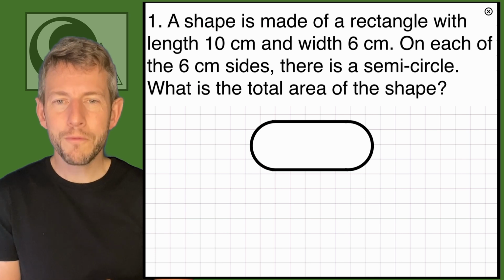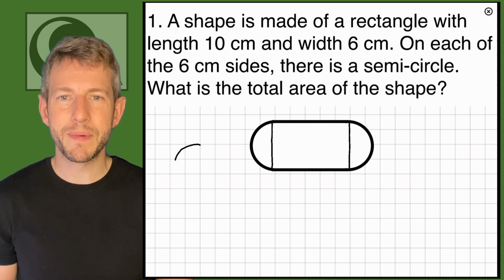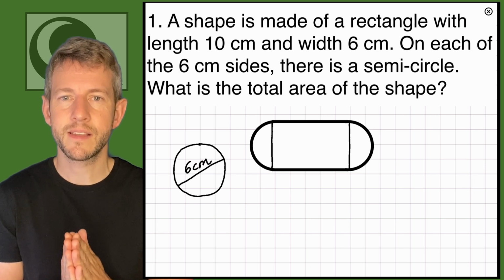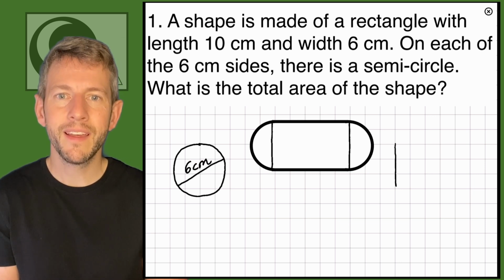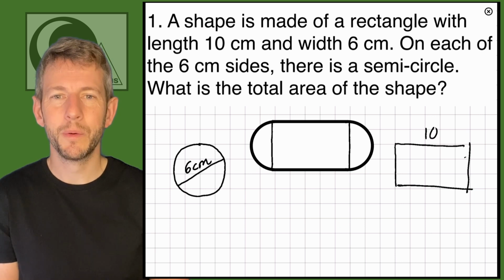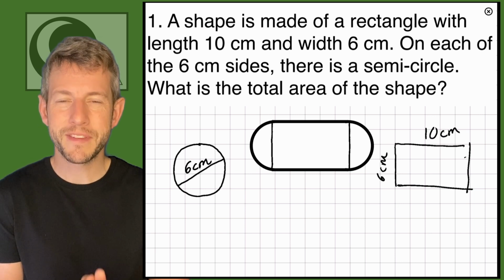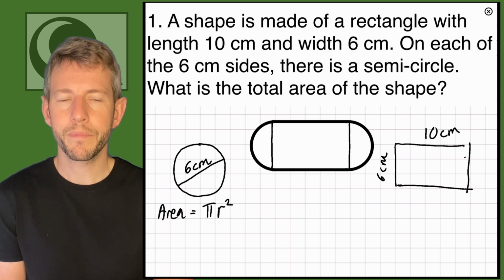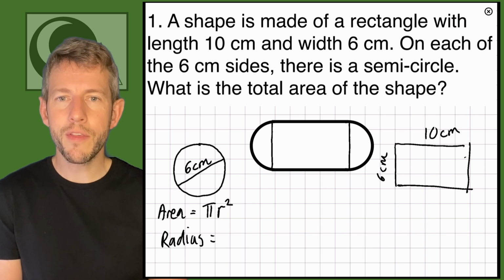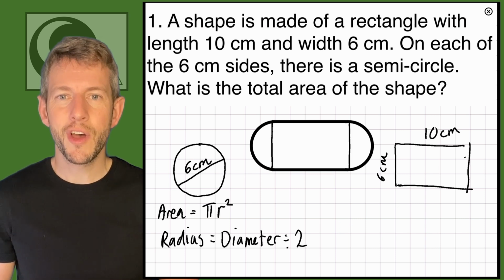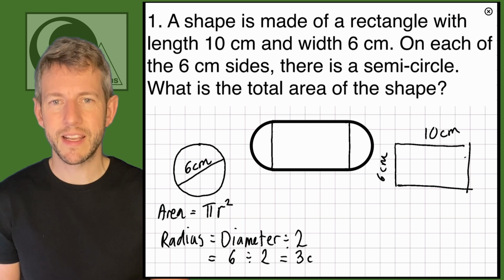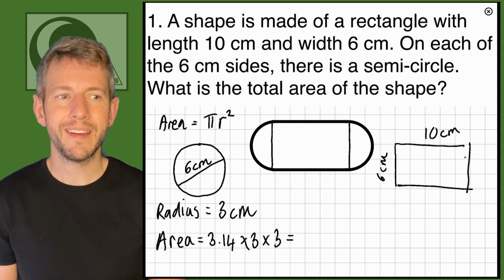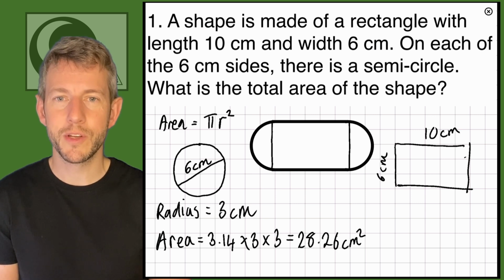Okay, great. Hopefully you saw that if we cut off both the semicircles and stick them together, we have a circle with a diameter of 6 centimeters. Then, what's left in the middle is a rectangle with a length 10 centimeters and a width 6 centimeters. The area of the circle is pi r squared, and the diameter is 6 centimeters, which means the radius is going to be 3 centimeters. So I'm going to do 3.14 times 3 times 3, and that equals 28.26.